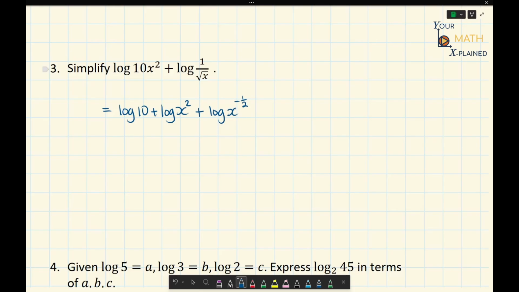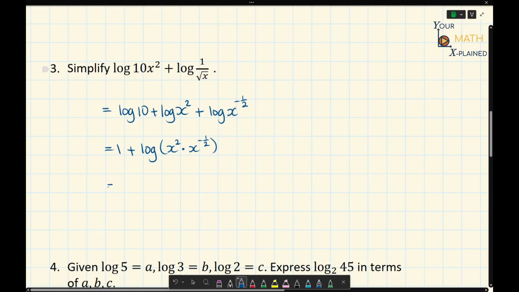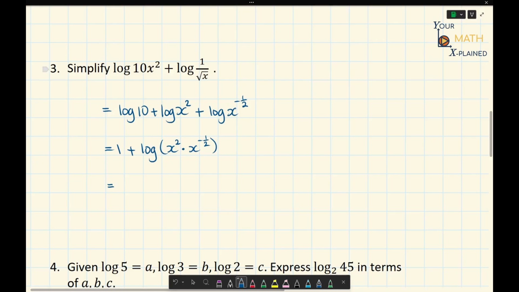So now log 10, that is just equal to 1. And then we can combine the next two terms into one log. So that would be log of x squared times x to the power of negative 1/2. And now we can combine x squared times x to the power of negative 1/2. So this becomes 1 plus log of x to the power of 3 over 2. And then finally, we can pull that 3 over 2 to the front. So our expression is going to be 1 plus 3 over 2 times log x.